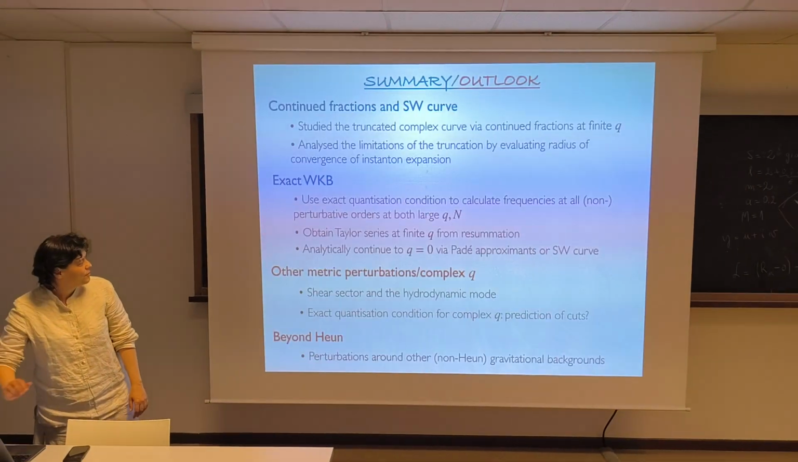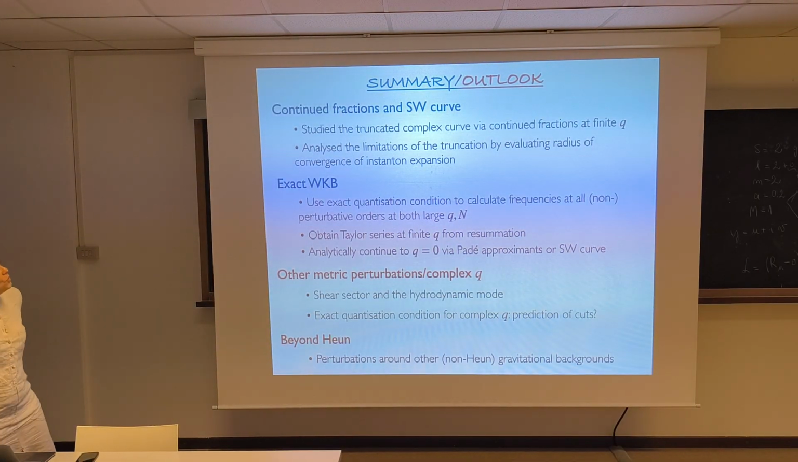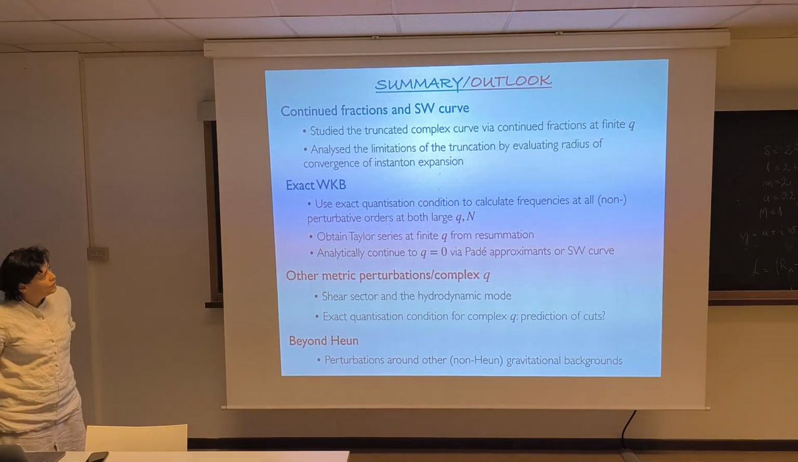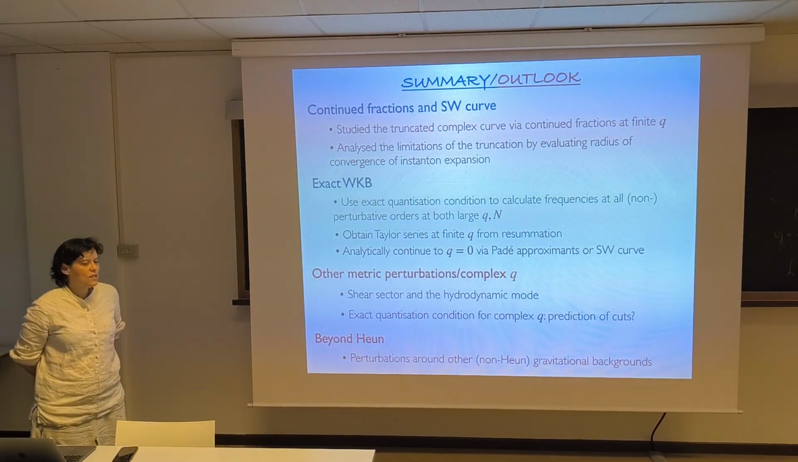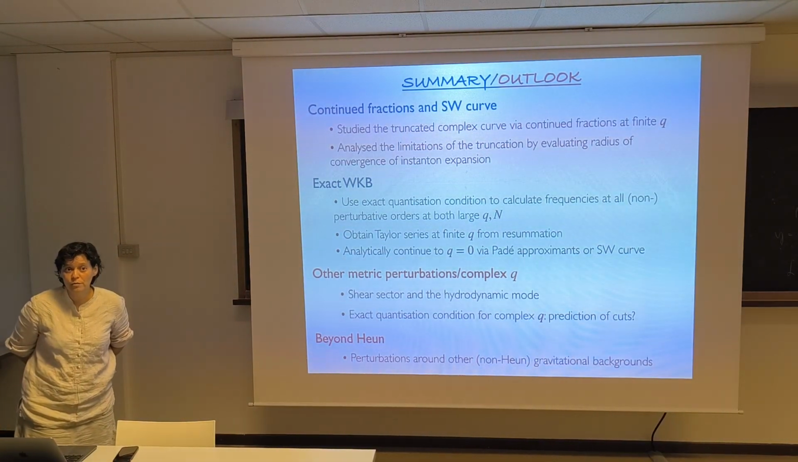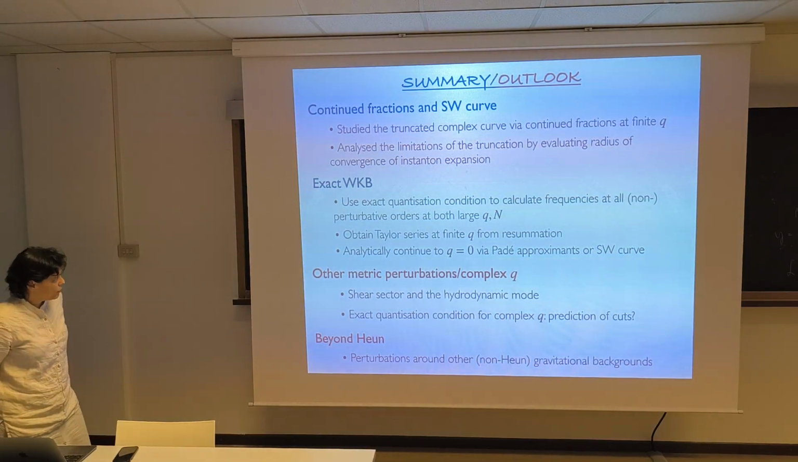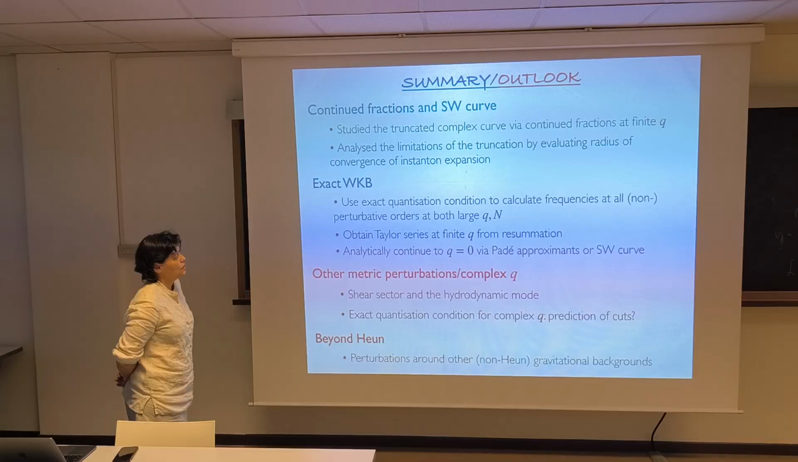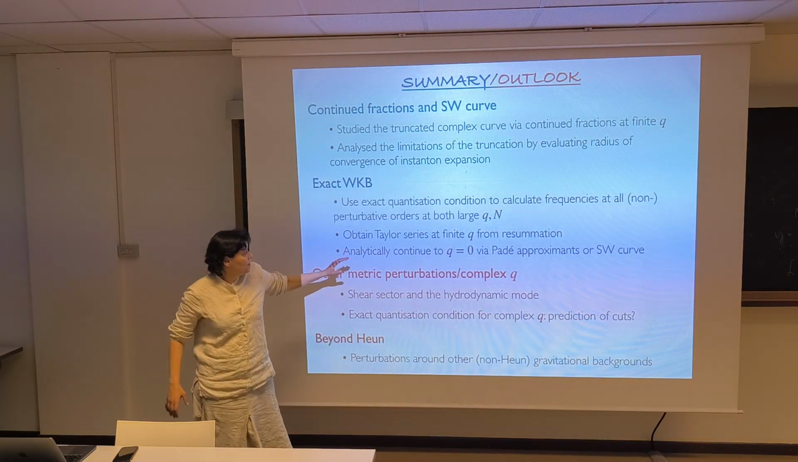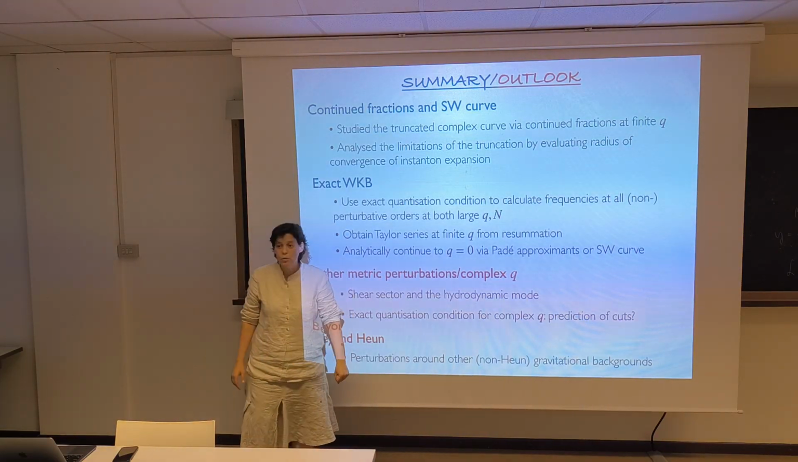Finally, just a brief summary. We used the continued fractions and the Seiberg-Witten curve perspective to understand the limitations of the finite q approach and truncating the continued fractions. Then we used exact WKB to calculate all perturbative and non-perturbative orders at both large Q and N. With that and resummation, we obtained the Taylor series at finite values of Q, and then did an analytic continuation to Q equals 0.